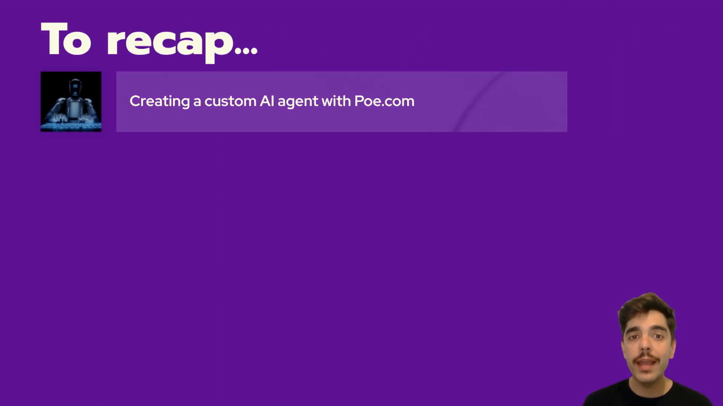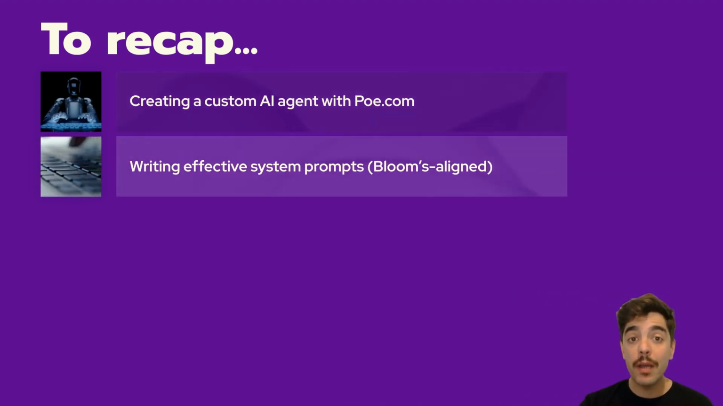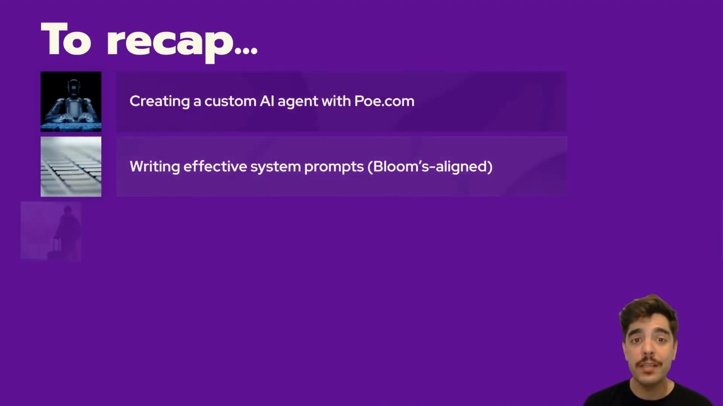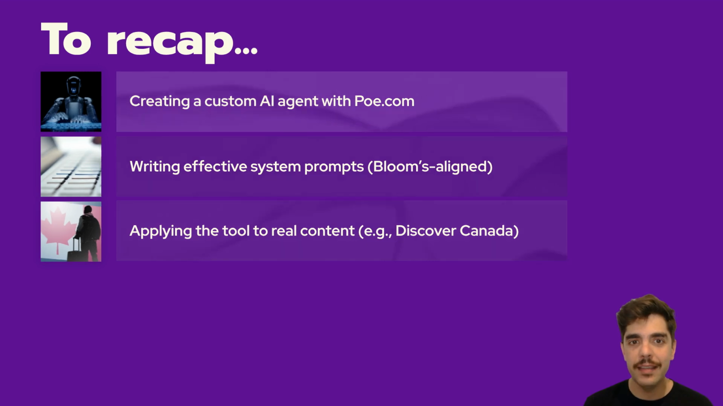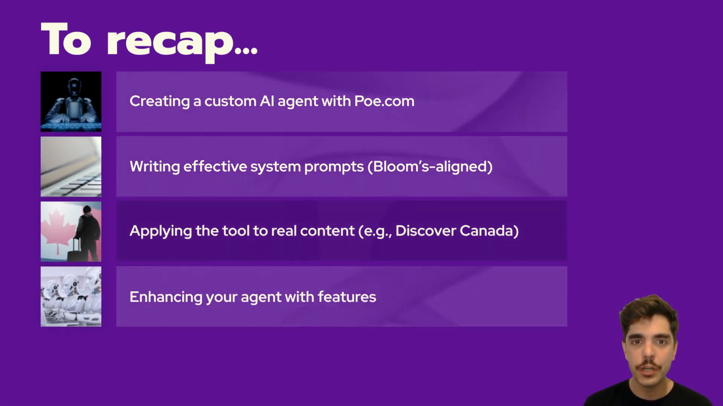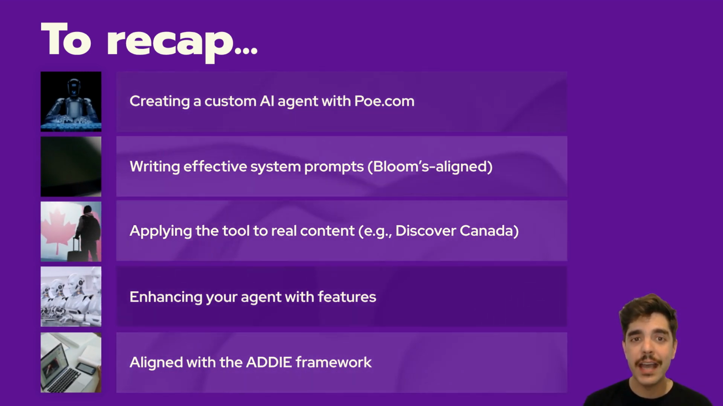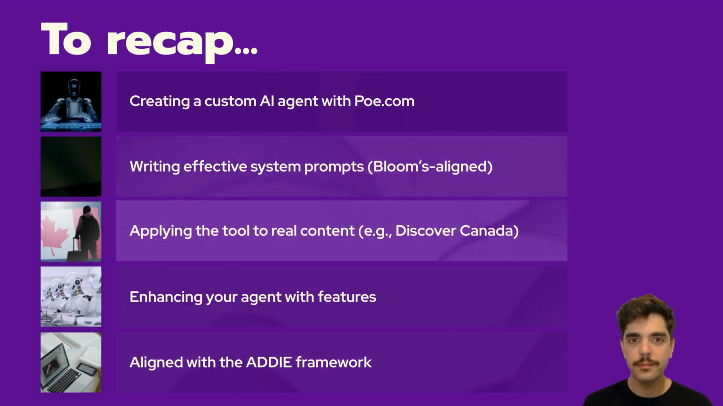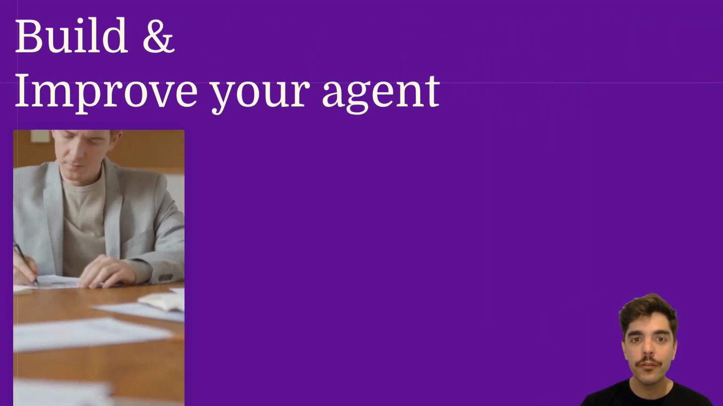To recap, here's what you learned in this video. How to create a custom AI agent using Poe.com. How to write a clear system prompt for generating Bloom's aligned learning objectives. How to apply the tool to a real use case using content from a guide. How to enhance your agent with features. And align the entire process with the design phase of the ADDIE framework. Try building your own agent today and see how AI can streamline your workflow.